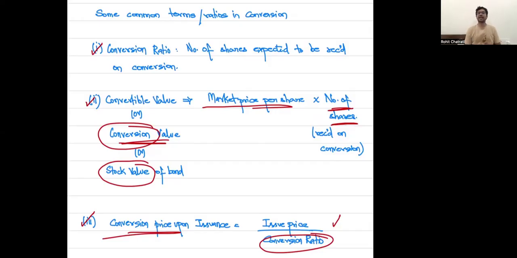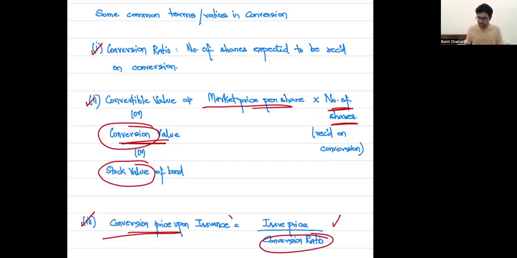So the conversion price upon issuance is something that the company generally does not state, but that is inferred using the conversion ratio. Conversion ratio is given as part of your offering documents or prospectus. Conversion price is something that we are calculating as issue price divided by conversion ratio.